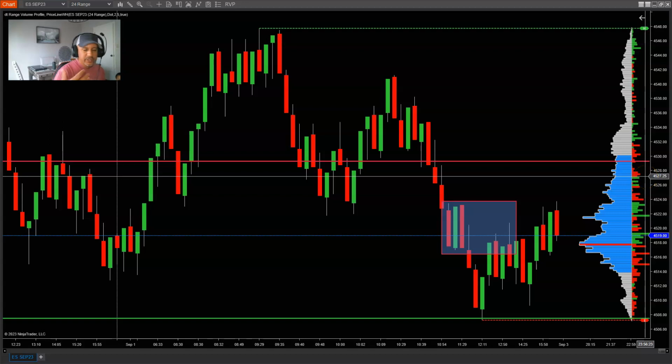Now, I use a third-party indicator, and I've talked about this in the past. It's from discotrading.com.